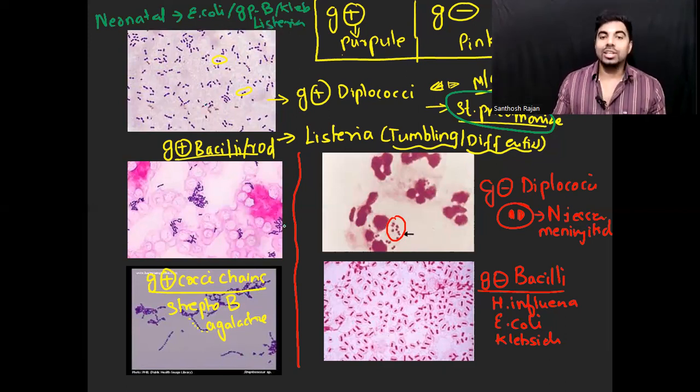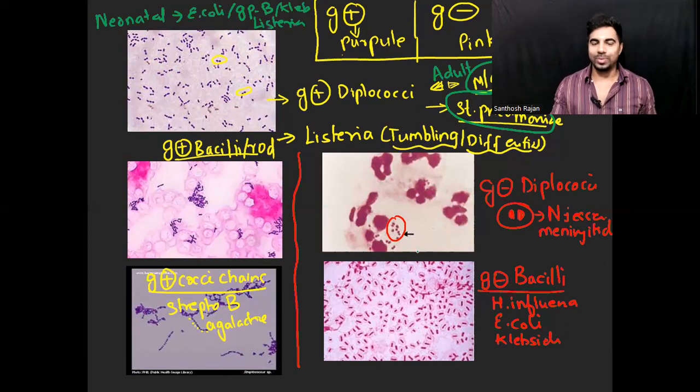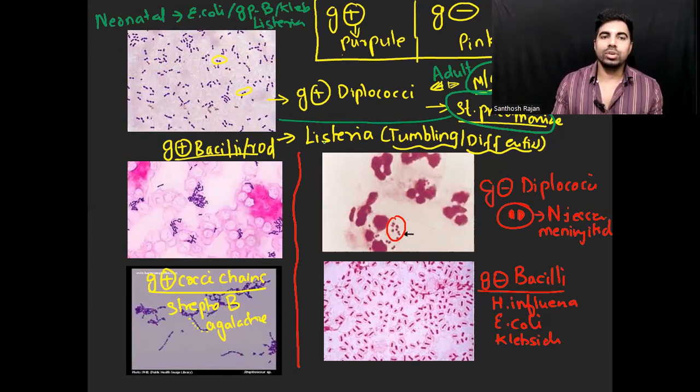But for adults, the most common one is what I already told you. Overall, in adults and also in general, the most common cause of meningitis is Streptococcus pneumoniae. That only I want you guys to remember. Then Listeria, I told you, tumbling motility, differential motility, maybe you'll have a question. That's important. And Anton test.